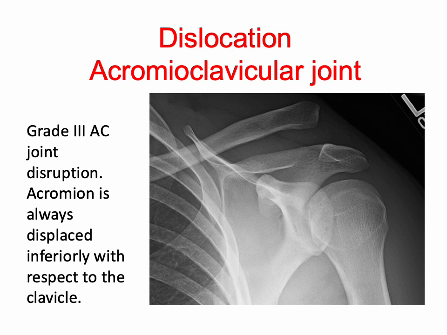At the acromioclavicular joint, the acromion is always displaced inferiorly with respect to the clavicle. There's a Rockwood classification that grades AC joint disruptions or AC joint injuries, and it's to do with the degree of elevation of the distal clavicle relative to the acromion and the degree of widening of the coracoclavicular distance. It can be helpful to get comparison views with the other side as well.